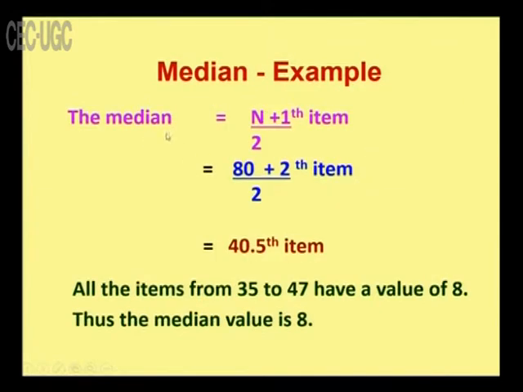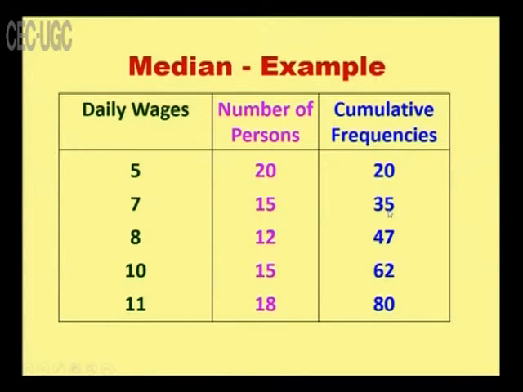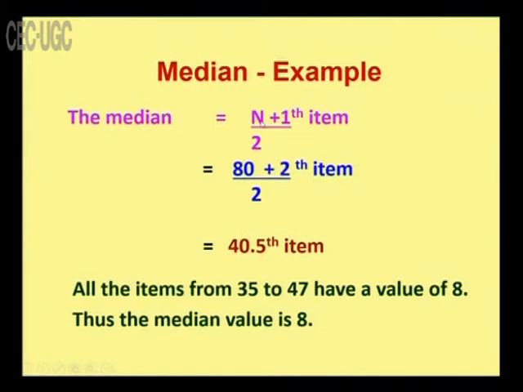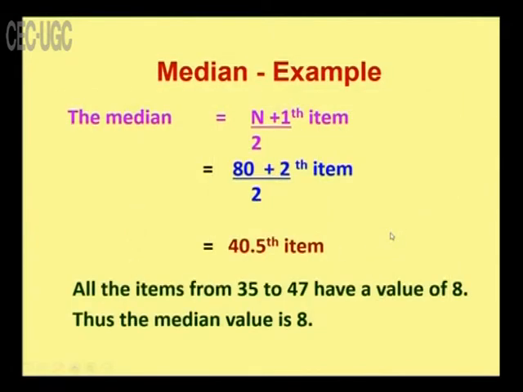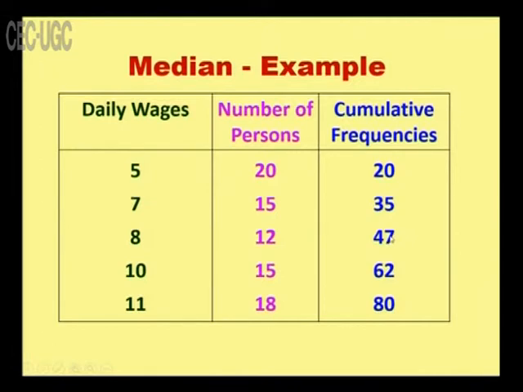And now, what is the formula? It is always the (n plus 1) by 2 th item. The modal class is the one having the highest frequency, that is 18. Now the n is 80, and therefore, the median is n plus 1 by 2, that is the 40.5th item. Where is it falling? It is falling somewhere in this item, and therefore, we can say that the median value is 8, because the cumulative frequency 47 corresponds to a daily wage equal to 8, and therefore, in this example the median is 8.